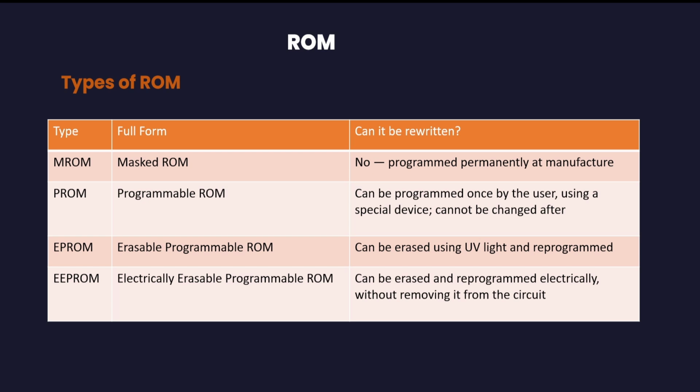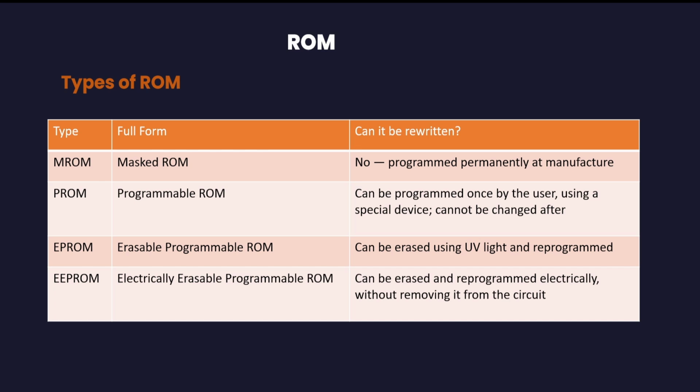EPROM, erasable programmable ROM, can be erased using UV light and reprogrammed. EEPROM, electrically erasable programmable ROM, can be erased and reprogrammed electrically without removing it from the circuit.